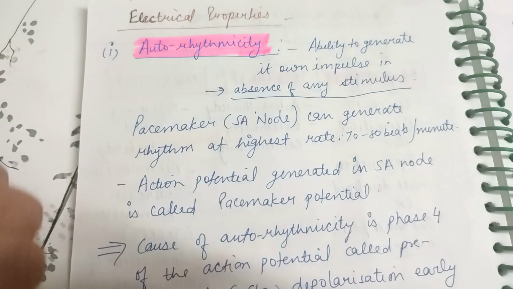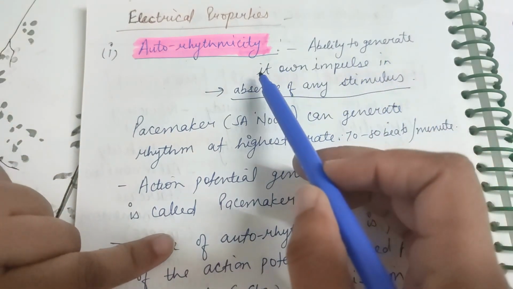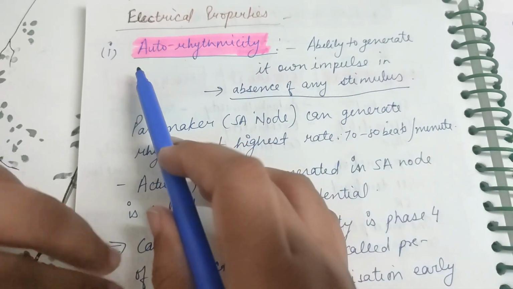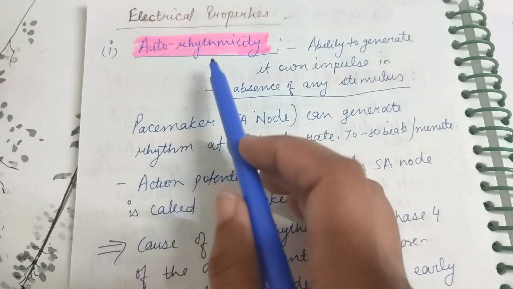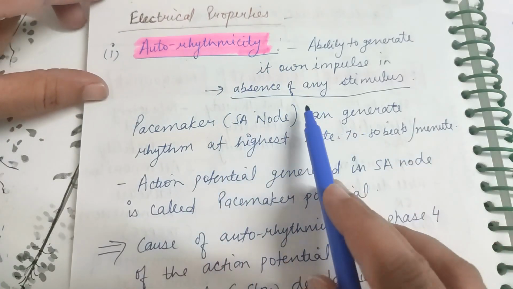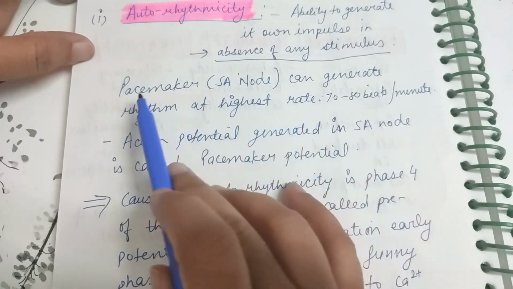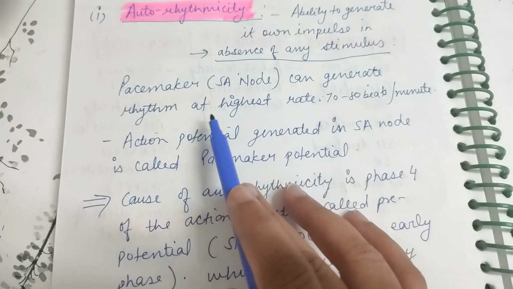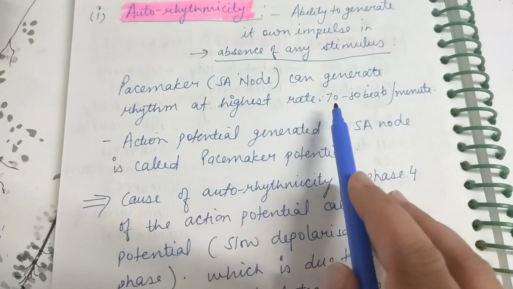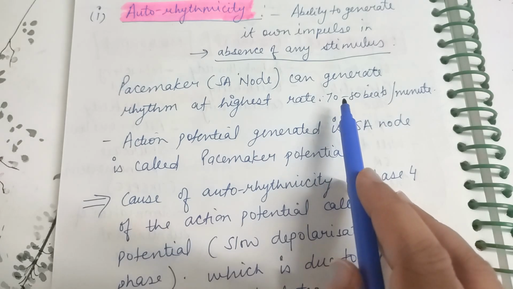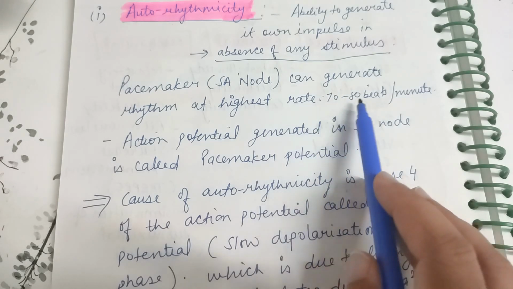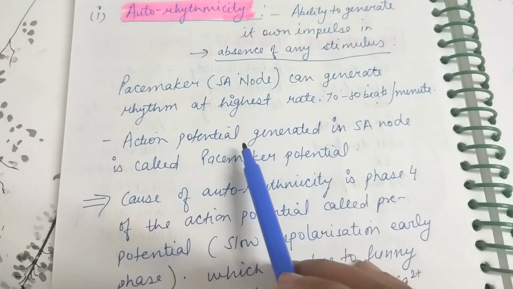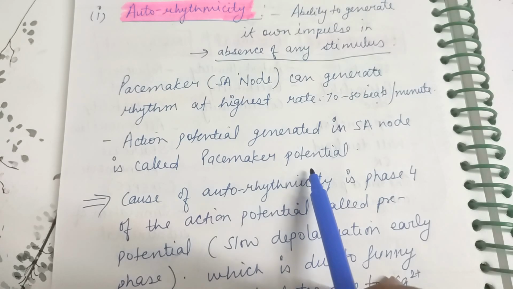So what is autorhythmicity? Autorhythmicity is the ability to generate action potential on its own, in the absence of any stimulus. Auto means by itself, so it can generate its own rhythm. We know very well that the pacemaker, which is the SA node present in the heart, can generate its own rhythm at the highest rate, so obviously that will dominate. Whichever tissue can generate rhythm at the highest rate will be called the pacemaker. The action potential generated in the SA node is called pacemaker potential.